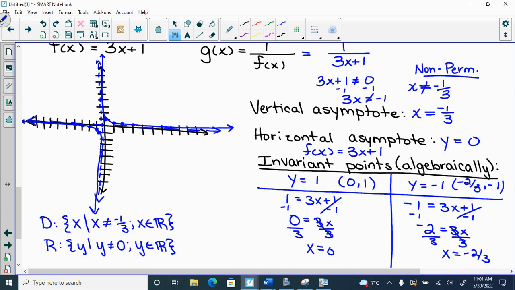So if you have your asymptotes, you have your domain and range. Your asymptotes are equal to those values. Your domain and range are not equal to those values. All right? Is this making more sense, reciprocals? Making a bit more sense?